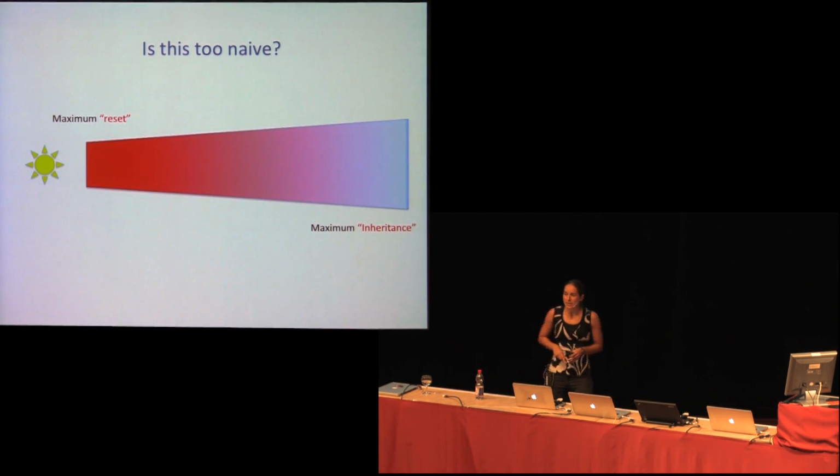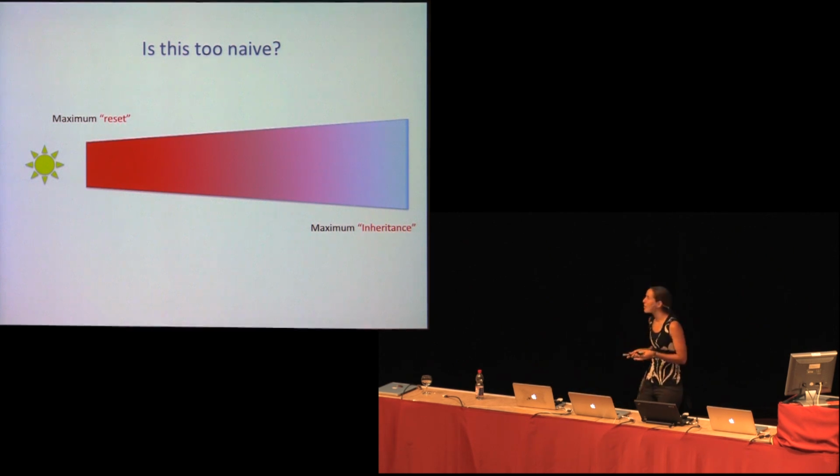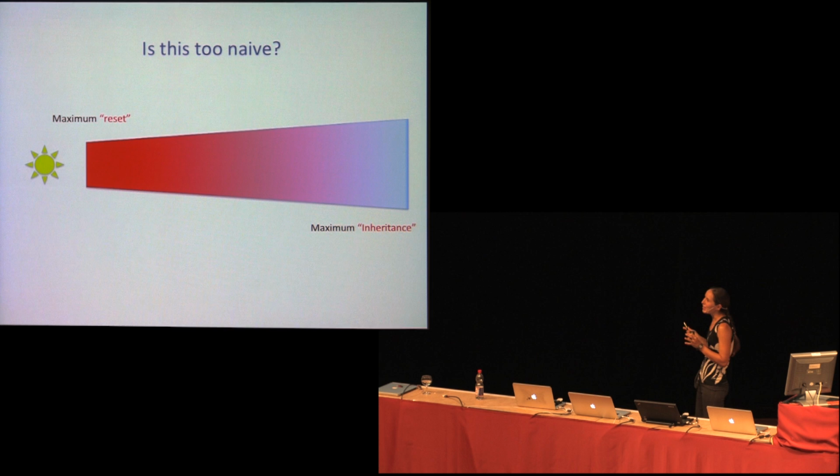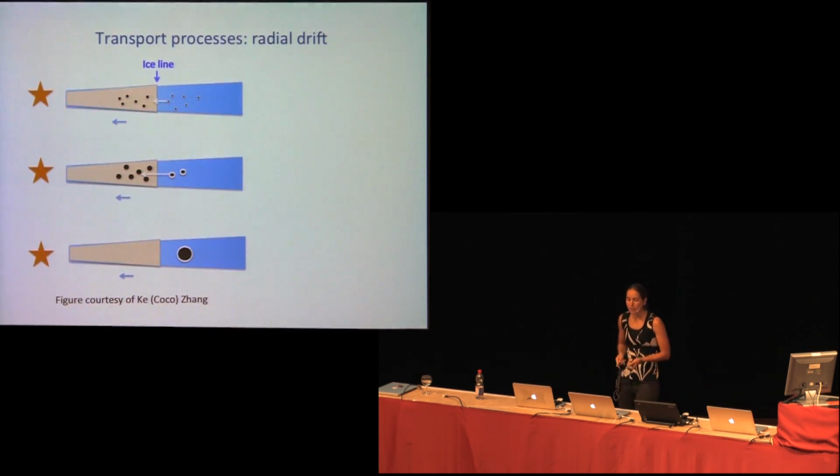Now, another thing I'd like to mention is how naive is this picture? And I think we could probably talk all day about exceptions to this idea that somehow there's an inner disk that's reset and an outer disk that's inherited. But one thing I want to mention is one transport process that we have some hope of actually studying, and that is radial drift.